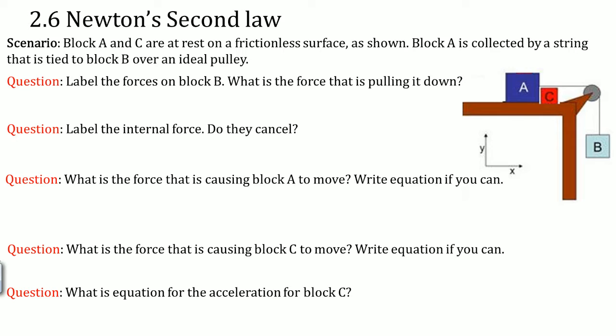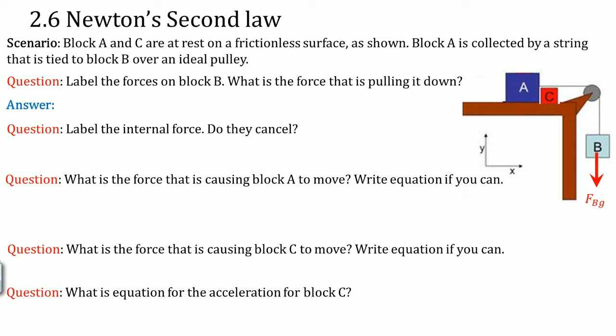An ideal pulley here is considered to be massless and frictionless. So here's the question. I would like you to label the forces on block B. What is the force that is pulling it down? Here's the answer. The force of gravity on that block B is what's pulling it down, so we can label it as FBG.